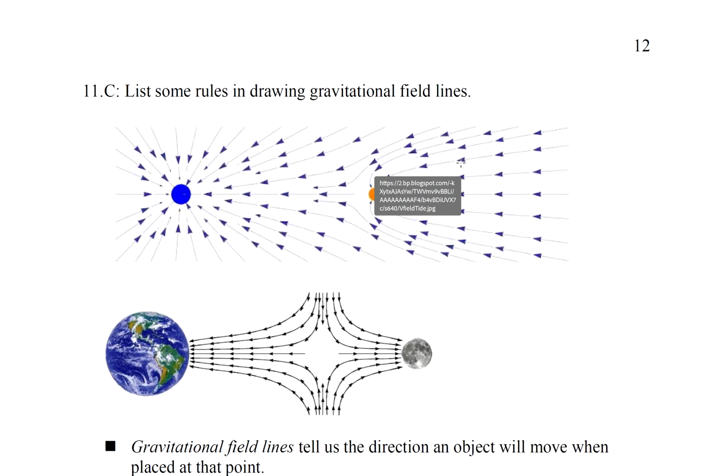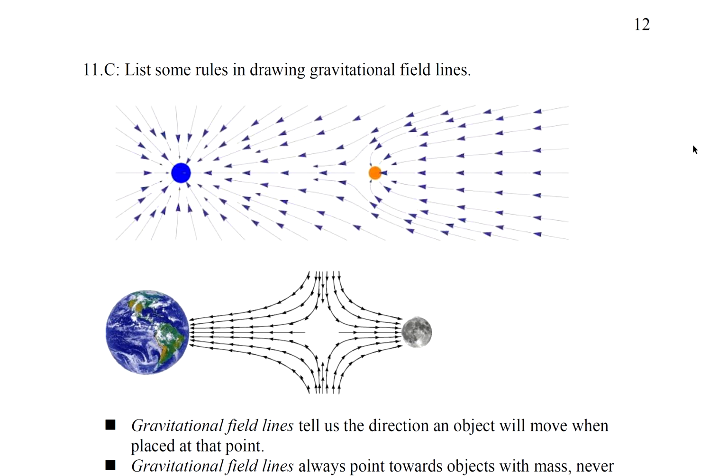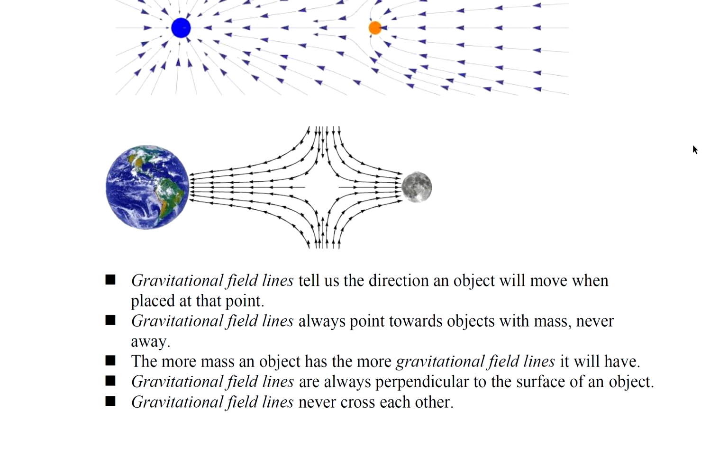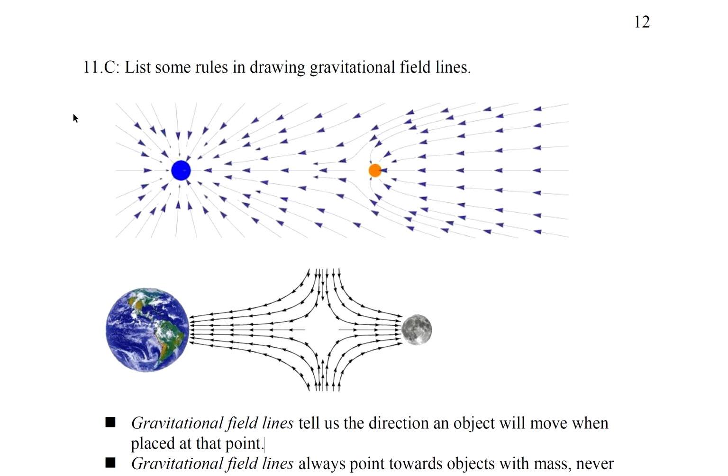Question 11. List some rules in drawing gravitational field lines. These two images are gravitational field lines. Gravitational field lines tell us the direction an object will move at that point. Imagine anywhere there's an arrow, put an object on that arrow and release it. The arrow tells you the direction in which that object moves.